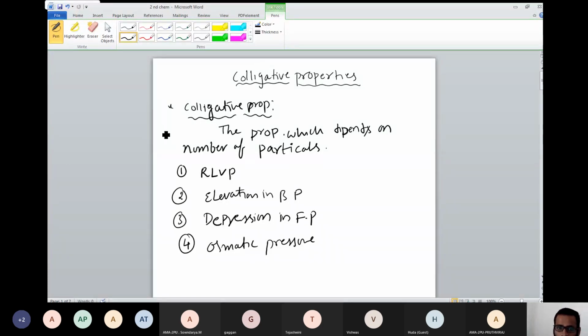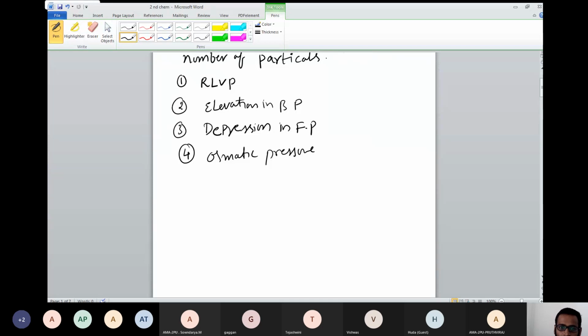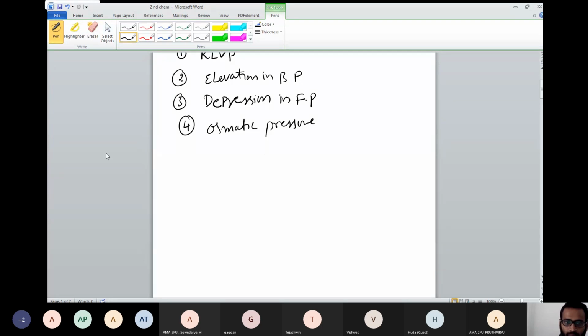So how many colligative properties do you have? There are 4 colligative properties. First, we have to discuss the first one, RLVP, relative lowering of vapor pressure. So what is RLVP? We will discuss it, but before that, to understand RLVP, we need to know what vapor pressure is.